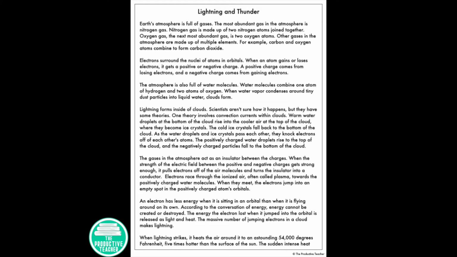Other gases in the atmosphere are made up of multiple elements. For example, carbon and oxygen atoms combine to form carbon dioxide. Electrons surround the nuclei of atoms in orbitals. When an atom gains or loses electrons, it gets a positive or negative charge. A positive charge comes from losing electrons, and a negative charge comes from gaining electrons.